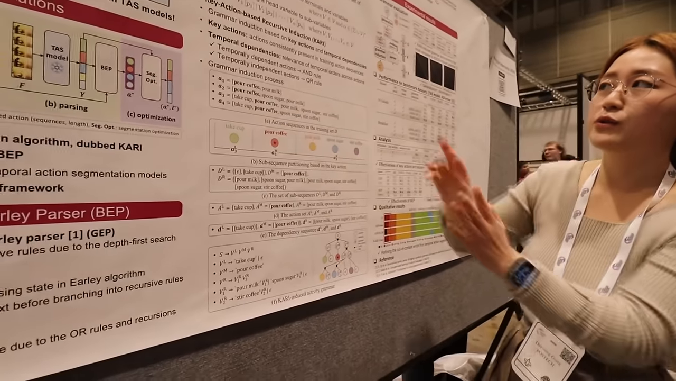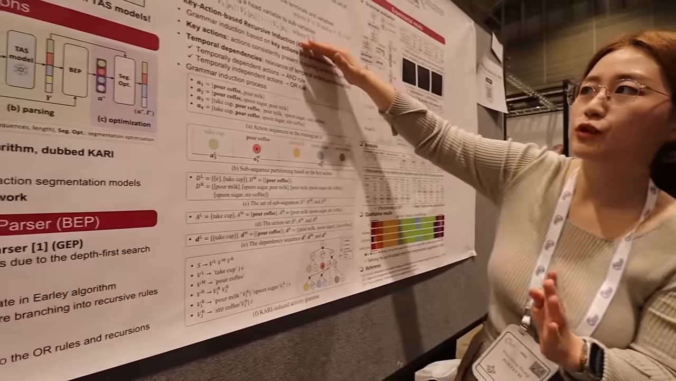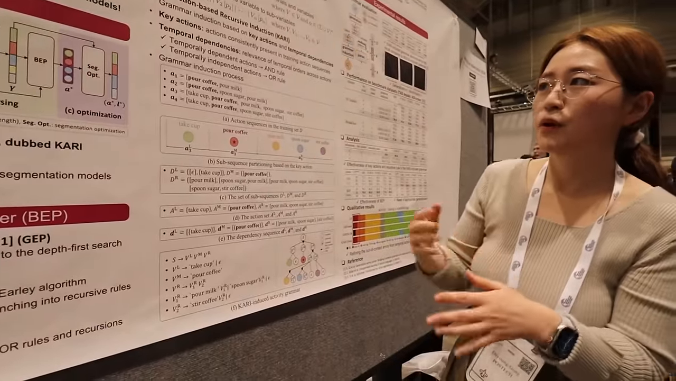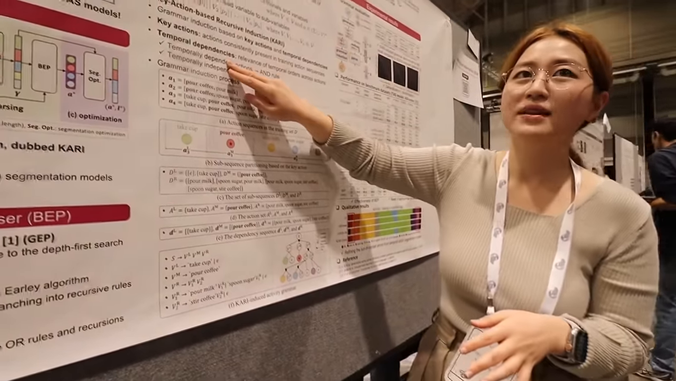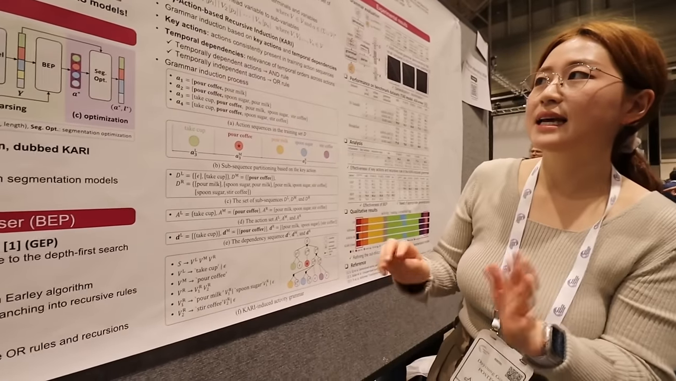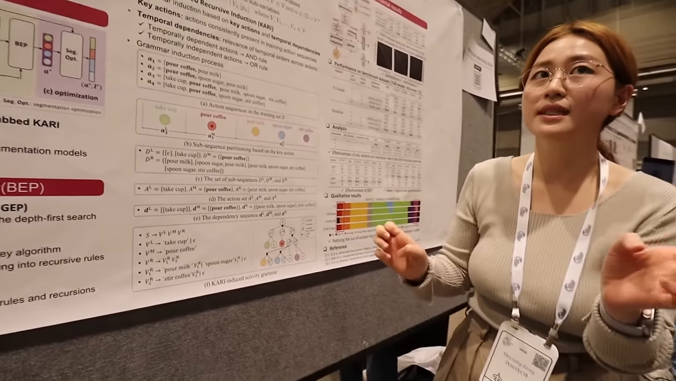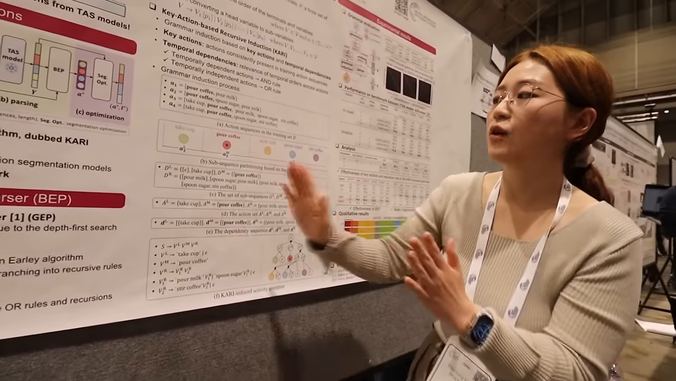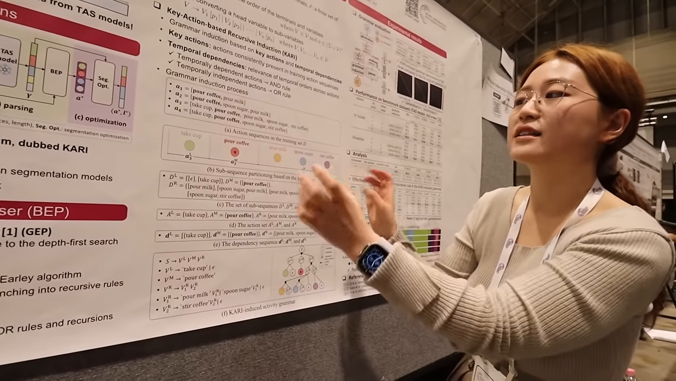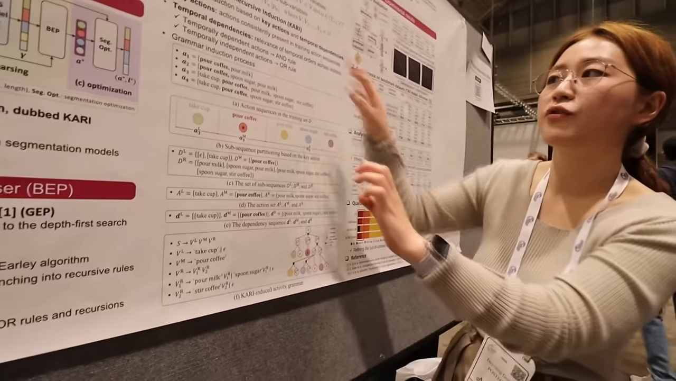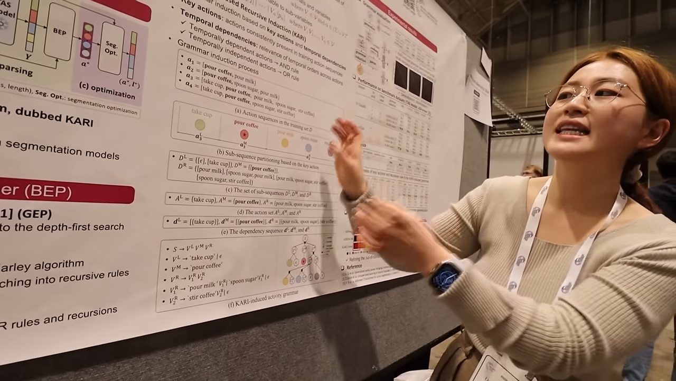So based on these two types of rules, we propose key actions and temporal dependencies. We hypothesize that key actions are actions that are consistently present in training action sequences. And given those key actions, we find the temporal relations of the training action sequences.